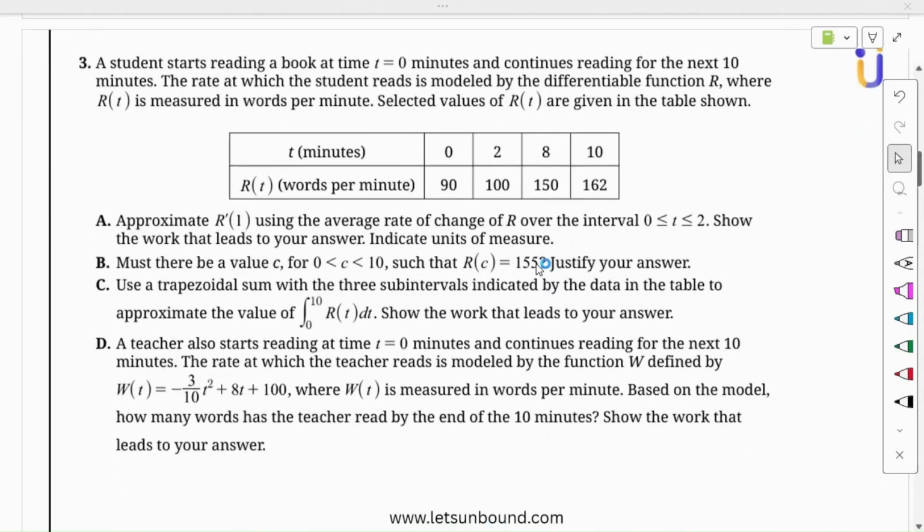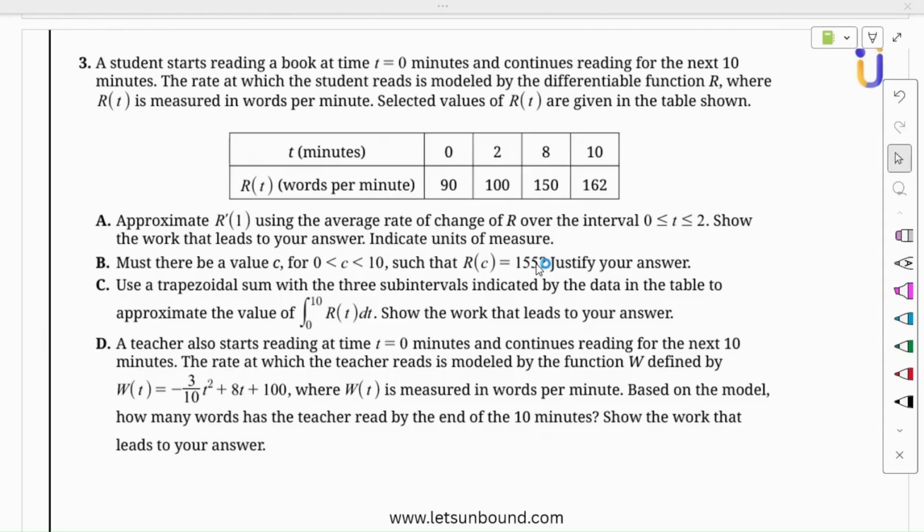A student starts reading a book at time t equal to 0 minutes and continues reading for the next 10 minutes. The rate at which the student reads is modeled by the differentiable function r, where r of t is measured in words per minute. Selected values of r of t are given in the table. So at 0 it's 90, at 2 minutes it's 100, something like this.